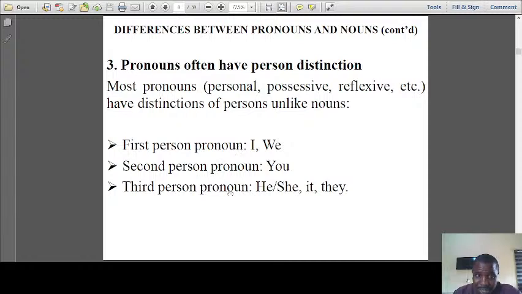First person, second person, third person, and see it here. We use this to replace the one that is speaking, I or we. You is the one talking to, and he, she, it, they is the one talking about.